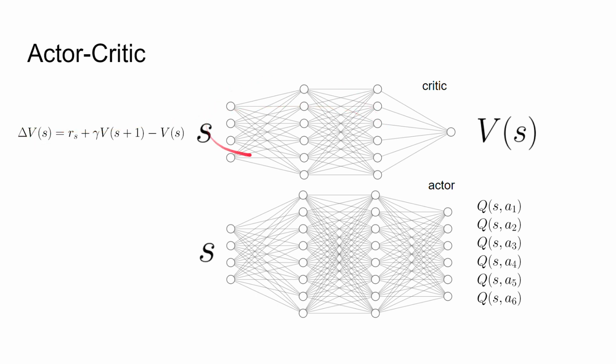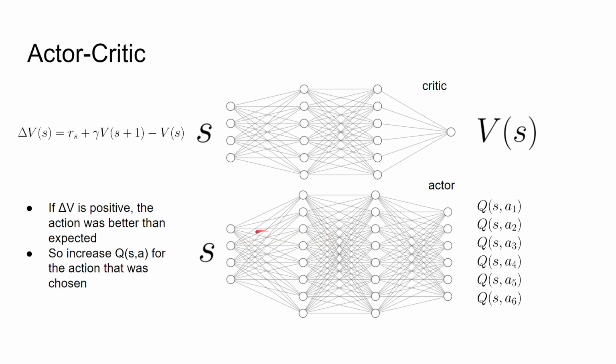But if I'm increasing the value of this state, well, that also means that whatever action I did down here is better than I thought it was. So if delta V is positive, the action was better than expected, and so I should also apply the error on this network. Same error signal, but I'm going to apply it to one of these particular actions, so whichever action was actually chosen. And of course, vice versa if delta V was negative.